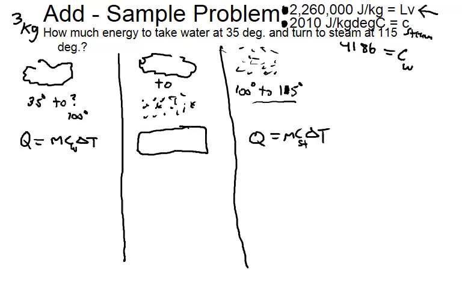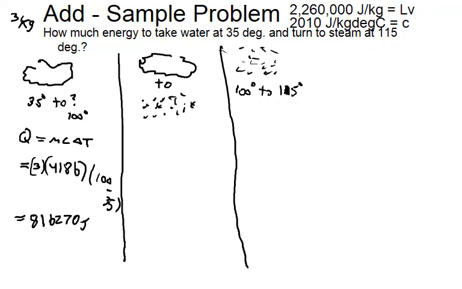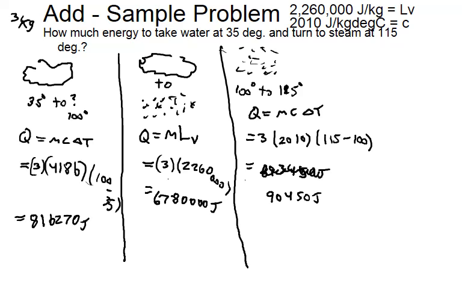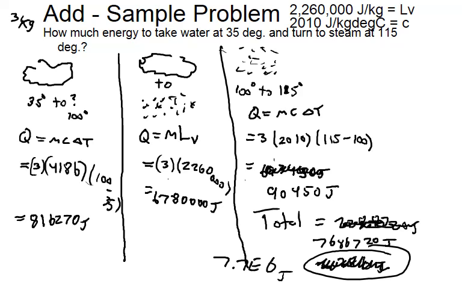All right, so for the first one, we should get 816,270 joules. For the second one, we get 6,780,000 joules, and then the last one is 90,450 joules, and a total of 7.7 times 10 to the 6 joules to make that happen.